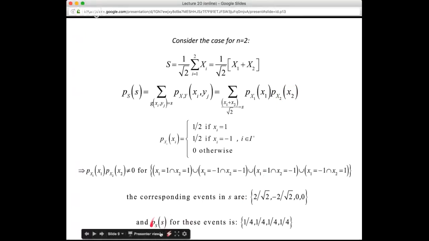So the PMF for each of these events is just the same. It's 1/4, 1/4, 1/4, and 1/4. The one thing we note, though, is that these last two events in S are both located at 0. And so basically, we're going to sum over these two 1/4s to get a half, 1/2 at 0.